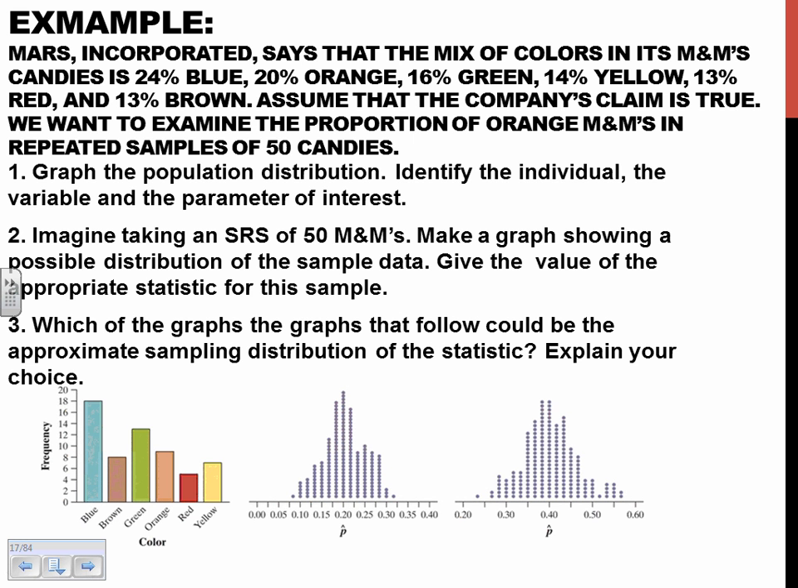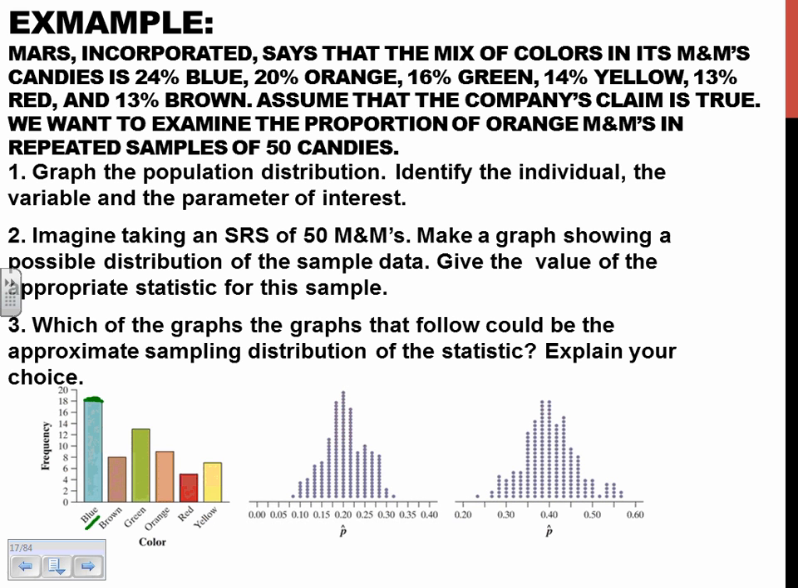All right, Mars Incorporated says that the mix of colors in its M&M's candies is 24% blue, 20% orange, 16% green, 14% yellow, 13% red, and 13% brown. And I think that there's other colors now, aren't there, in M&M's? Maybe not. No, because blue's the new one, right? Okay, anyway, assume that the company's claim is true. We want to examine the proportion of orange M&Ms in repeated samples of 50 candies. Graph the population distribution.